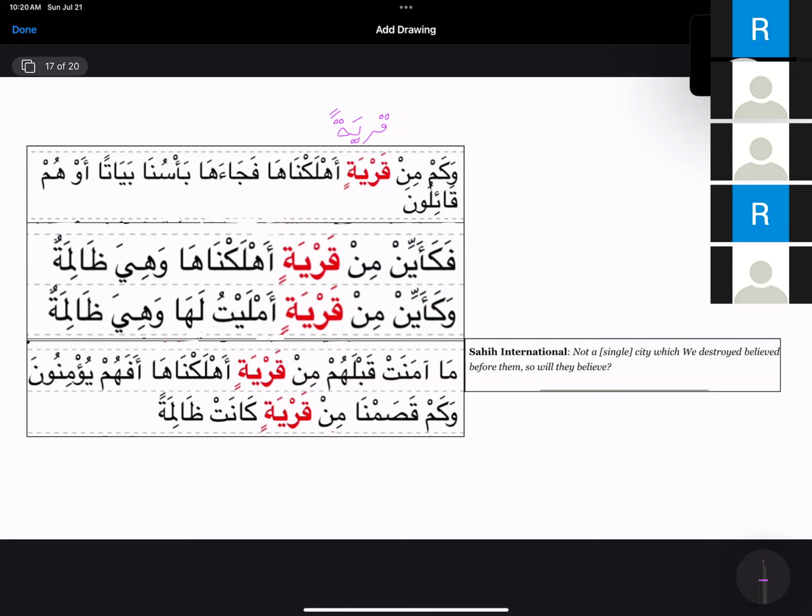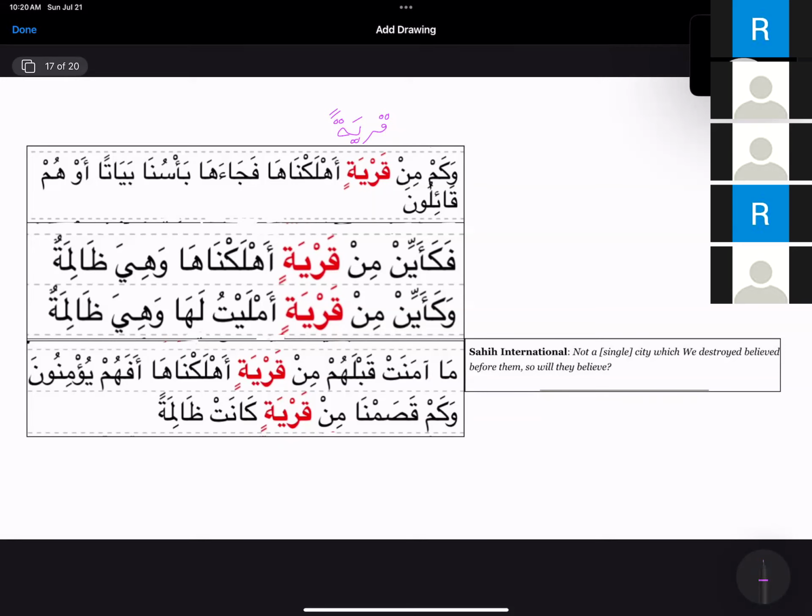So this qaryatan or min qaryatin is basically a tamyiz over here. Faka'ayin min qaryatin ahlaknaha wa hiya zalimatun. Right? So how many towns we destroyed wa hiya zalimatun. So this is hal. What was the hal of them that they were? Zalim, wrongdoers.